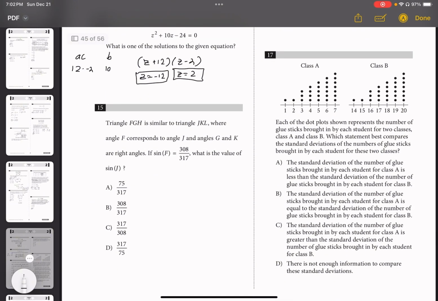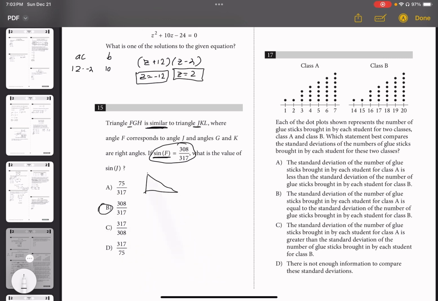Question 15, triangle FGH is similar to triangle JKL, where angle F corresponds to angle J, and angles G and K are right angles. If sine of F is 308 over 317, what is the value of sine of J? So if we know that the triangles are similar, that means their sines of the same angle are going to be the same. So sine of F corresponds to sine of J here, so it's going to give you the same answer of 308 over 317.